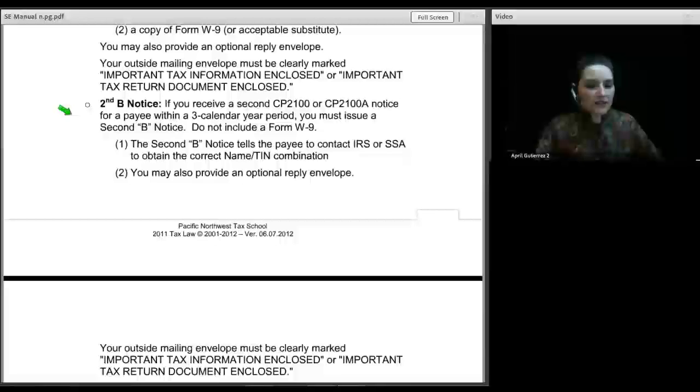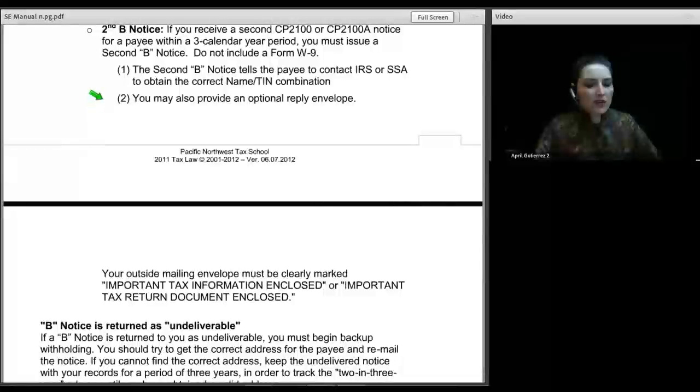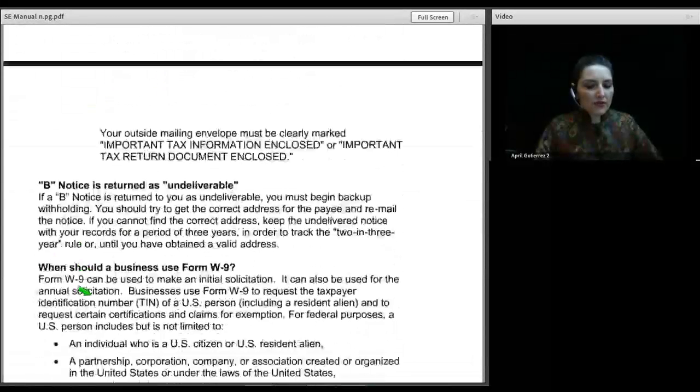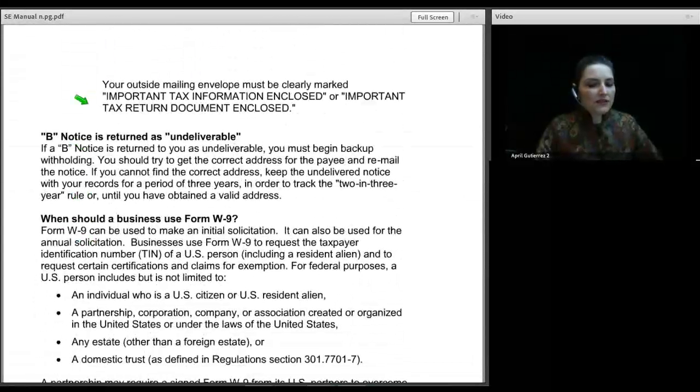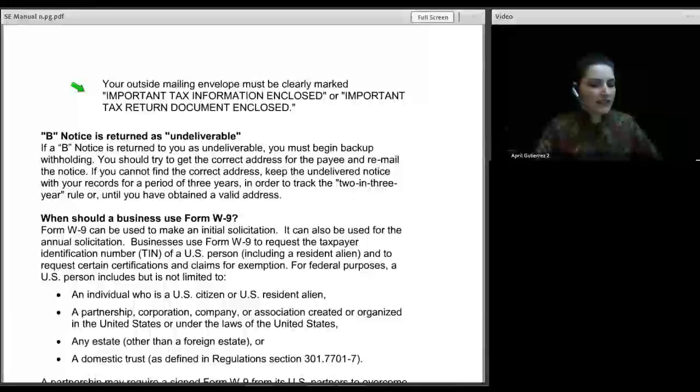The second B notice: if you receive a second CP 2100 notice for a payee within a 3 calendar year period, you must issue a second B notice. Do not include a Form W-9. The second B notice tells the payee to contact IRS or Social Security to obtain the correct name TIN combination. You may also provide an optional reply envelope. The envelope you mail the B notice in should be marked clearly important tax information enclosed.